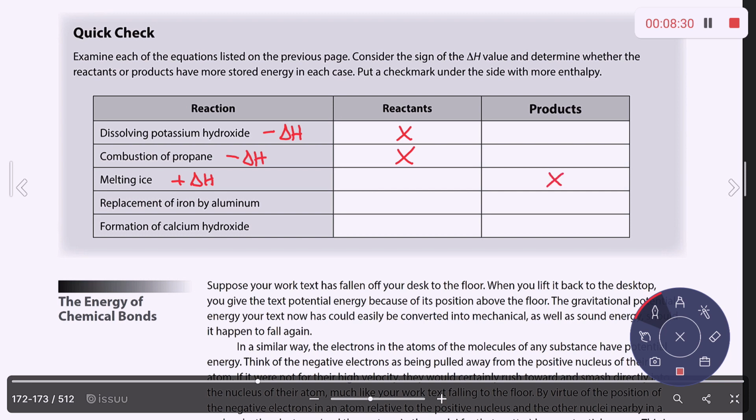So products. Okay, replacement of iron by aluminum. Negative delta H, so that means reactants. And then forming calcium hydroxide is negative delta H, so reactants again. Does this make sense?